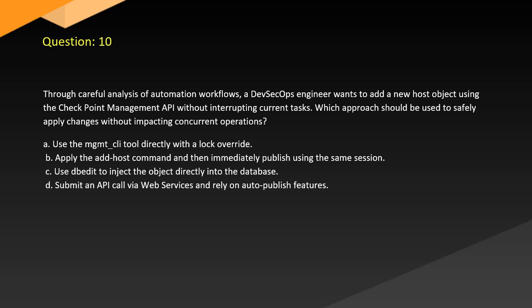A. Use the mdmt CLI tool directly with a lock override. B. Apply the add host command and then immediately publish using the same session. C. Use deepedit to inject the object directly into the database. D. Submit an API call via web services and rely on auto-publish features.